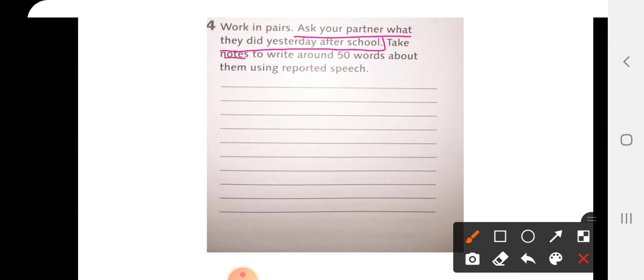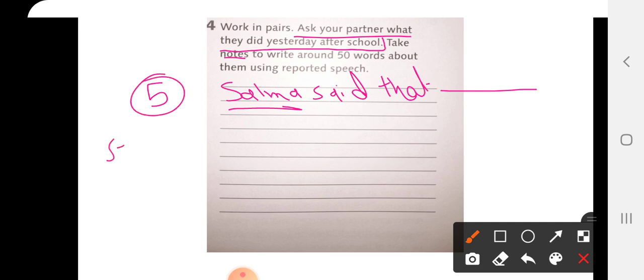You have to use what? For example, Salma said that. Suppose your classmate is Salma. Salma said that, and tell me what she said. I need a short paragraph, or let's write 5 sentences, using reported speech. After you finish it, just send it on the school's platform so I can check your answers.